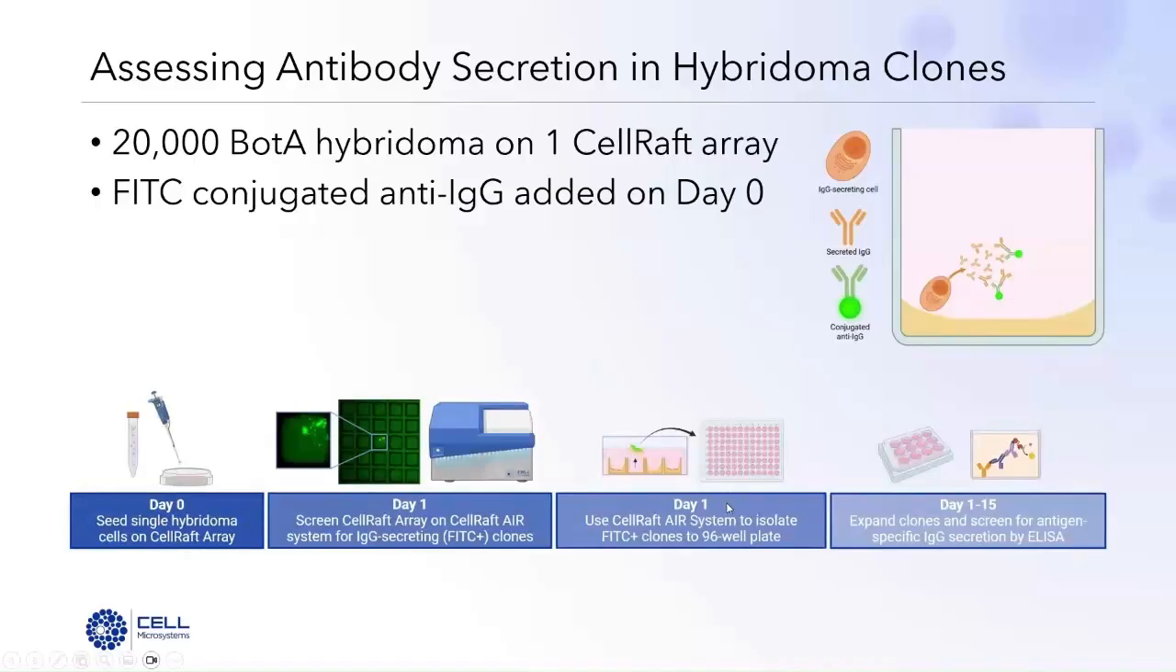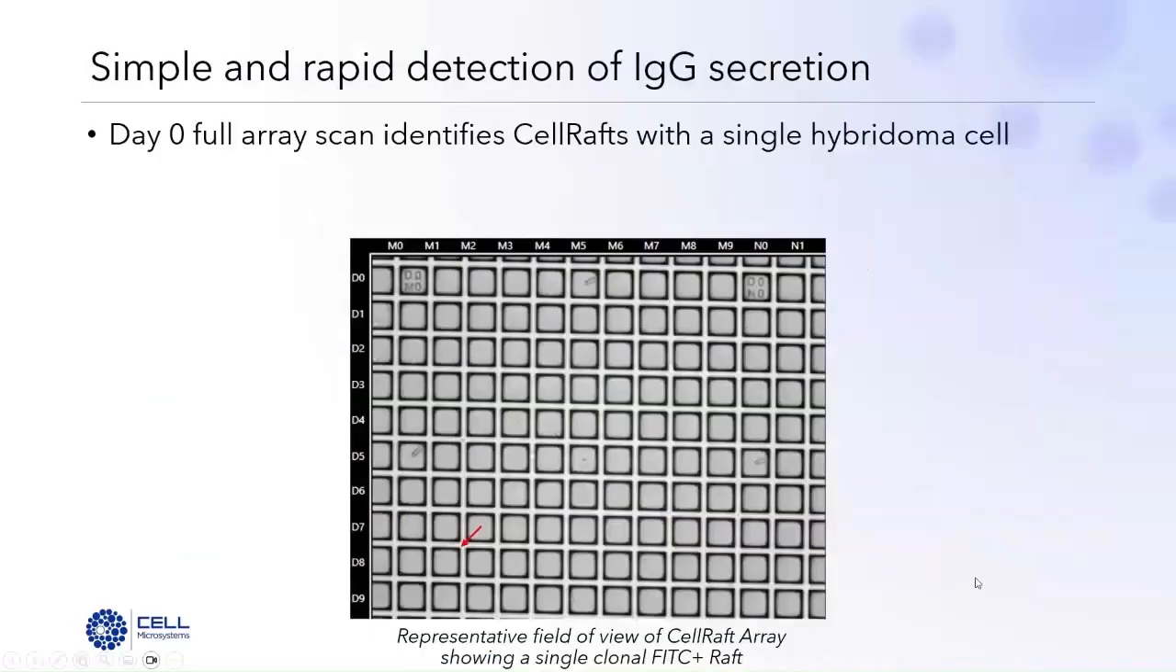And then we use our instrumentation to recover those positive clones for expansion and assessment of IgG-specific secretion. So what you can see here in this field of view is a bright field image of just one representative field of view of the cell raft array. And what you can see, as evidenced by that red arrow in the middle, is an example of a cell raft containing a single cell.